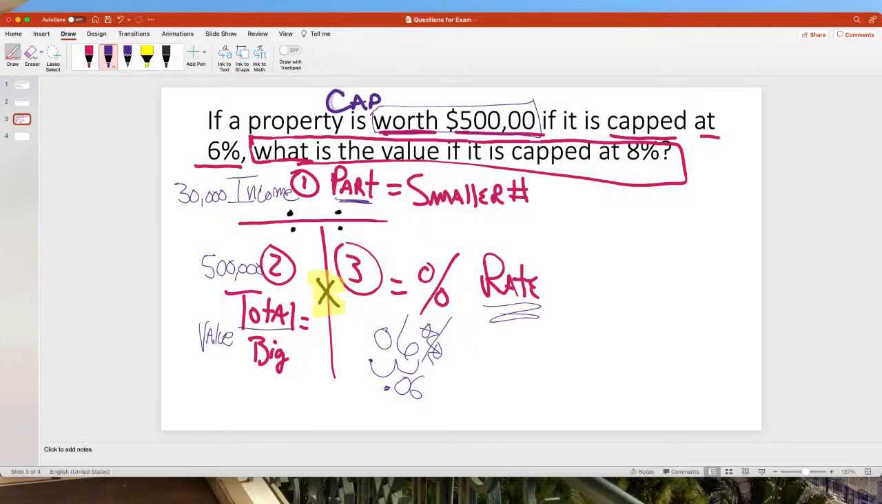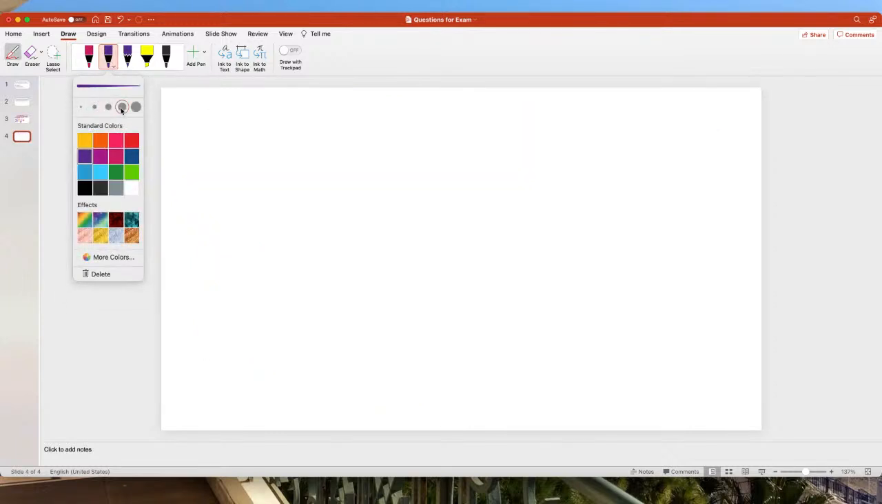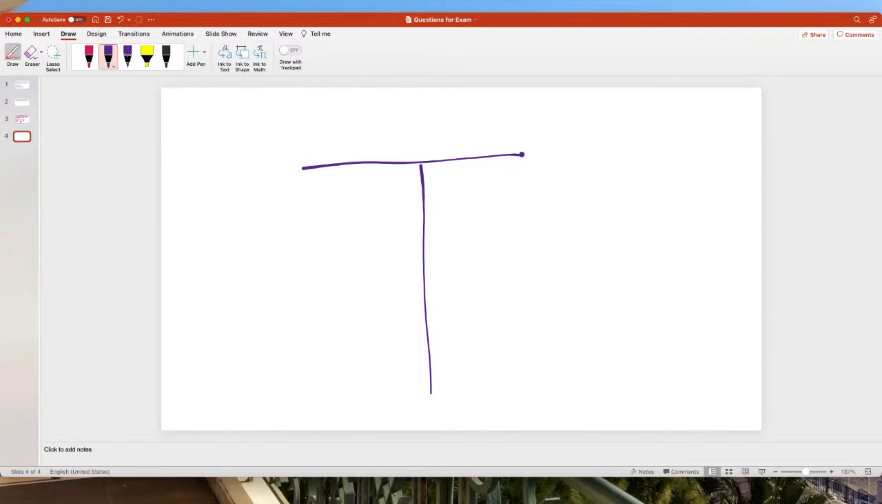Now let's continue to read the problem. What is the value if it's capped at 8%? Well, basically what we're trying to do now is we're solving, remember, put our math on there. I don't know why I put my decimal down there real low. We'll get rid of that. Now, remember, this is income.